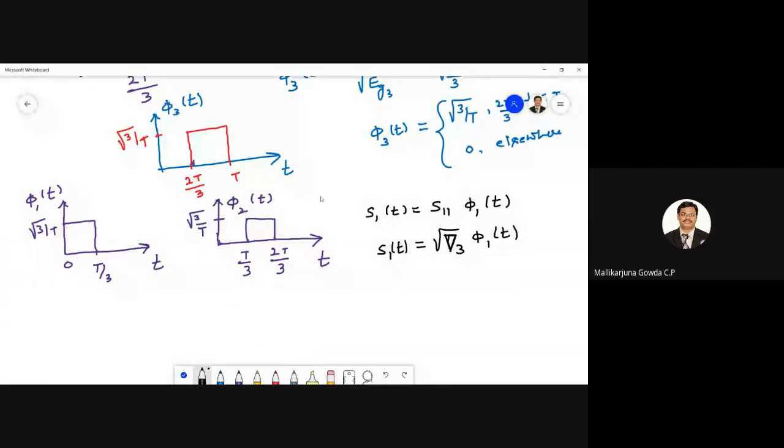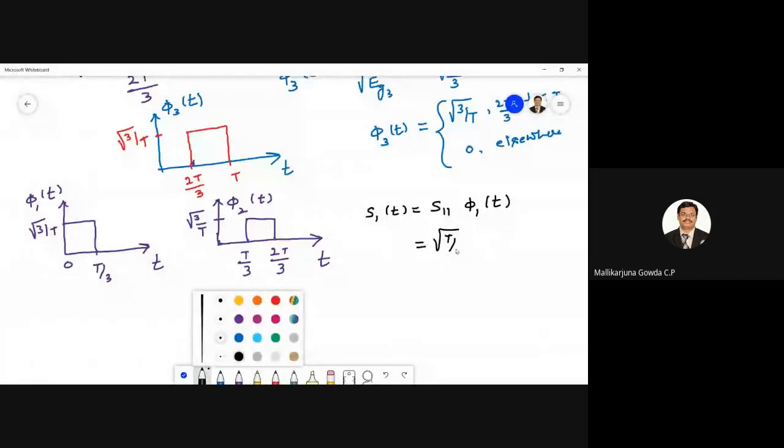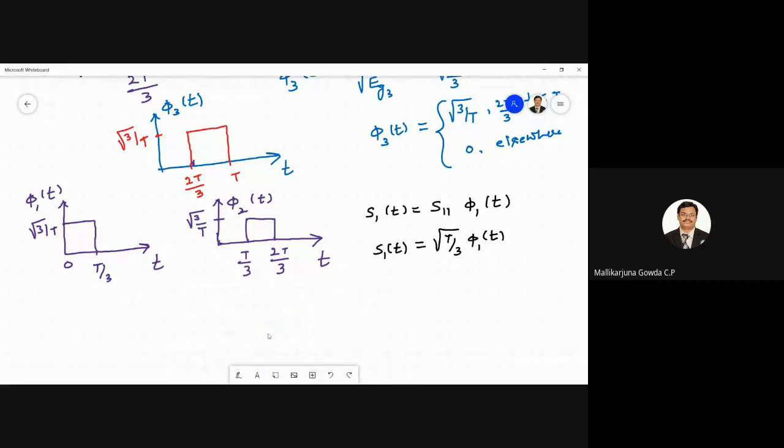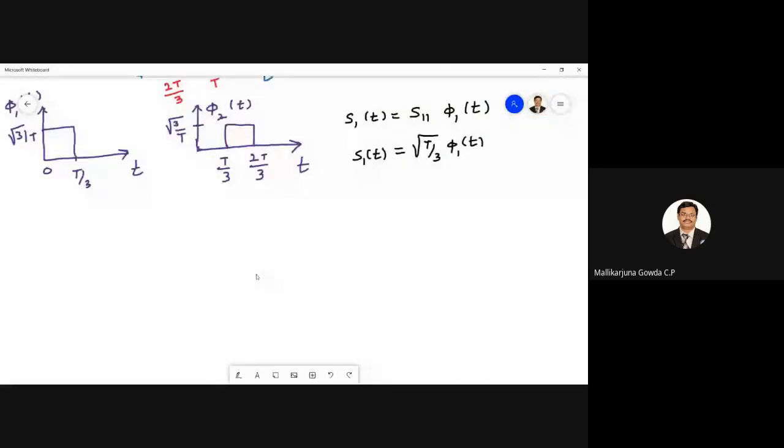S1 of t. So similarly, other signals also I can express in terms of these orthonormal basis functions. So I said it is root of t by 3 into pi 1 of t, which is my S1 of t. So similarly, S2 of t, what expression did I write? What is the expression I can write for S2 of t?